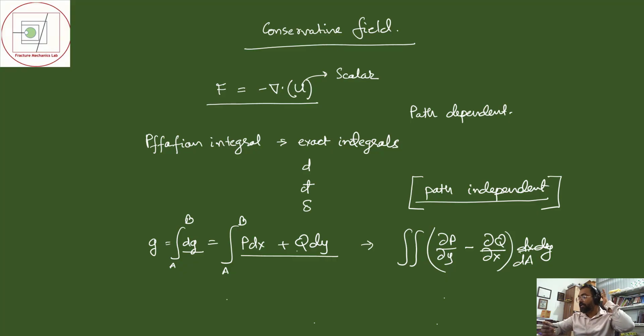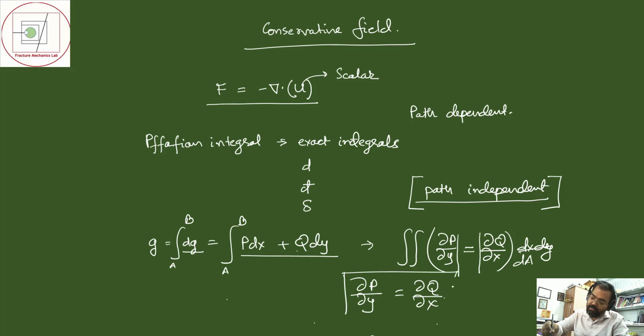So you have double integration. And you see that the criteria for being conservative is that this term will be equal to this term. And when that happens, it becomes 0. So it really doesn't depend on path. And so the criteria for conservativeness is del p by del y is equal to del q by del x.